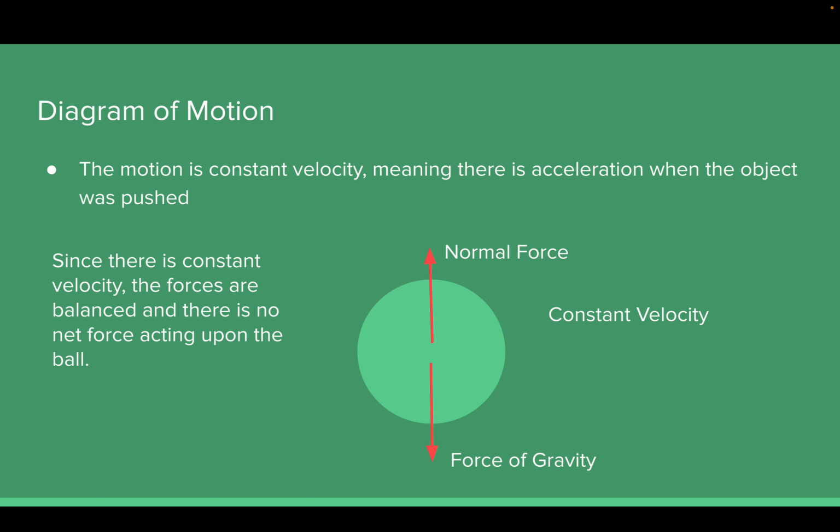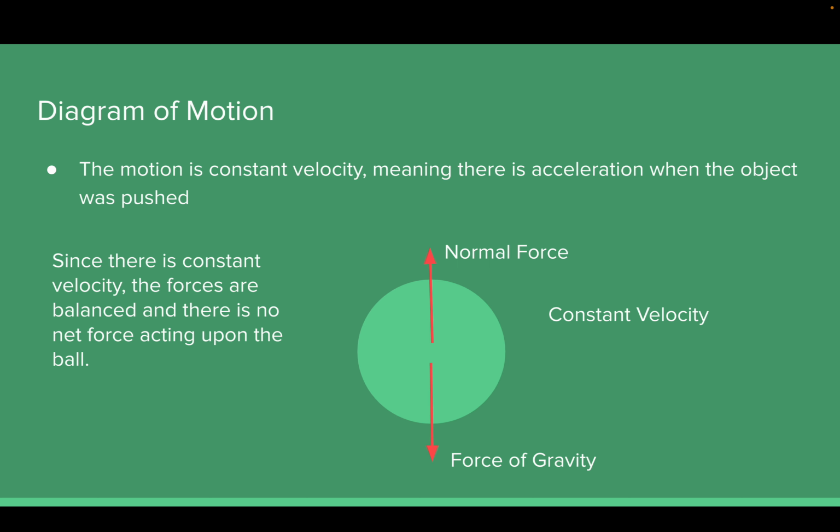Next, the diagram of motion of the actual object. In this case, we only have two forces, the force of gravity and the normal force, both of which are equal and cancel each other out, meaning that there is no net force on the object. Only initially, when you actually move the object, is there an acceleration. But after that, there is constant velocity and the forces cancel each other out to yield no net force.